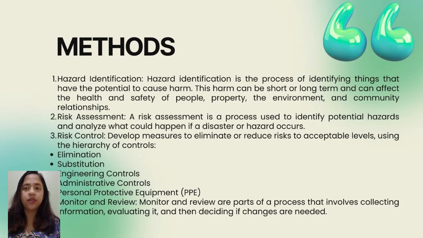Risk assessment is a process to identify potential hazards, and we must analyze what could happen if a disaster or hazard occurs. Then for risk control, we develop measures to eliminate or reduce the risk to acceptable levels using the hierarchy of control: elimination, substitution, engineering control, administrative control, and also personal protective equipment or PPE.